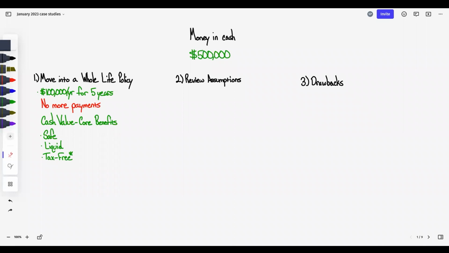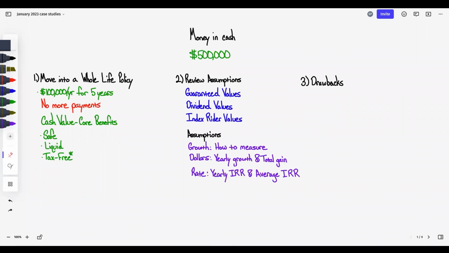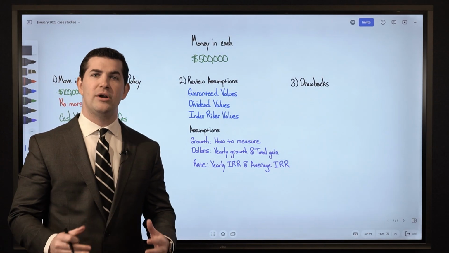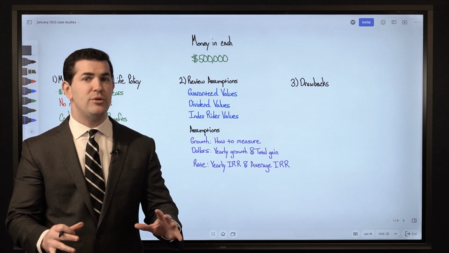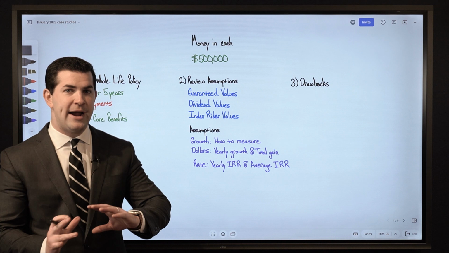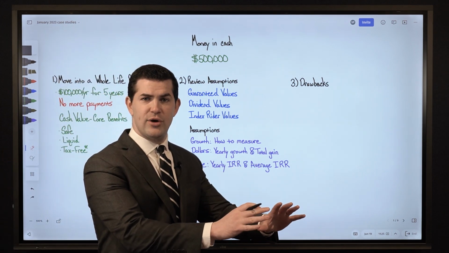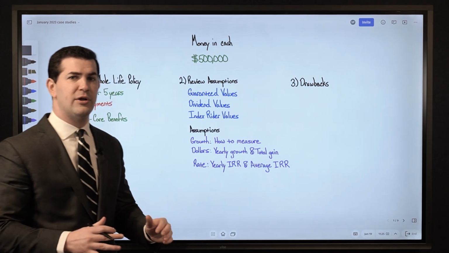So the different assumptions that we are going to review, we've got the guaranteed values, dividend values based on the company's present dividend interest rate, and then also the indexed rider values, which is based on the past 20 years of the S&P 500 performance. What we can do with this policy is elect to tie our cash value to that indexed rider, which does grant greater earning potential.